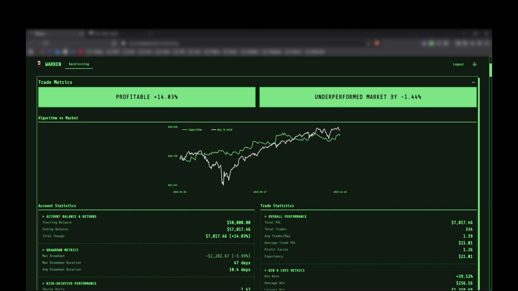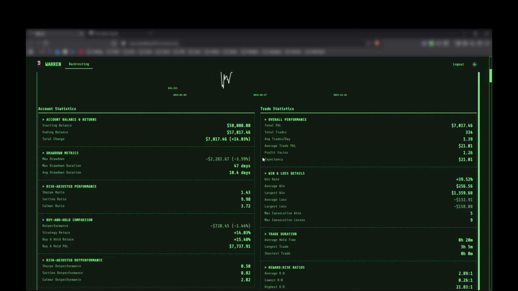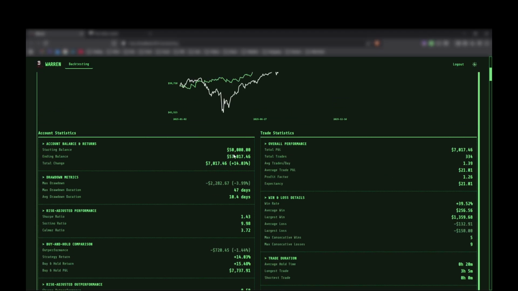14.3% still underperformed the market by 1%. So not a golden ticket algorithm by any means, but certainly a starting point if you wanted to manually trade this strategy and you wanted to make it your own strategy. You would at least have some indication of where you'd be going with this. So you get a ton of stats. You get Sharpe ratio, your Sortino, your Calmar, your starting balance, your ending balance, how much you actually made. 14% is $7,000 profit.